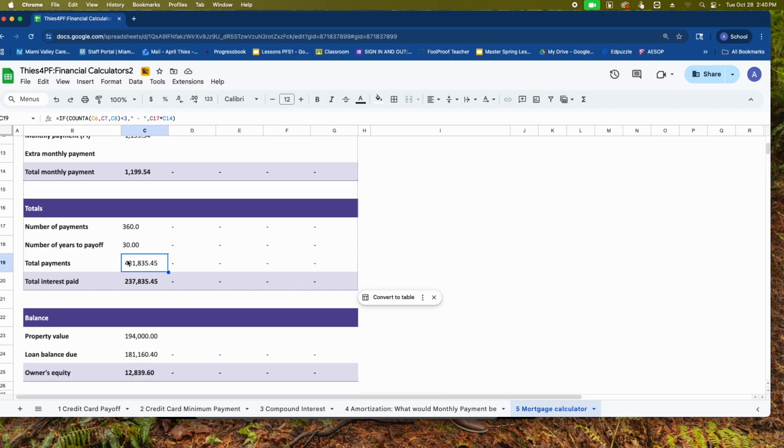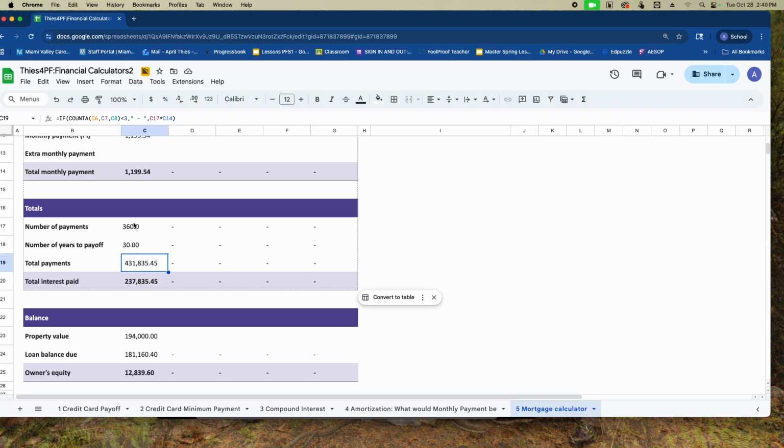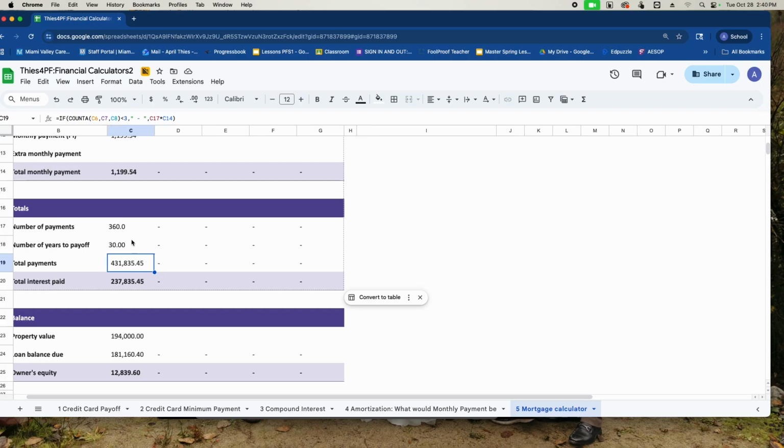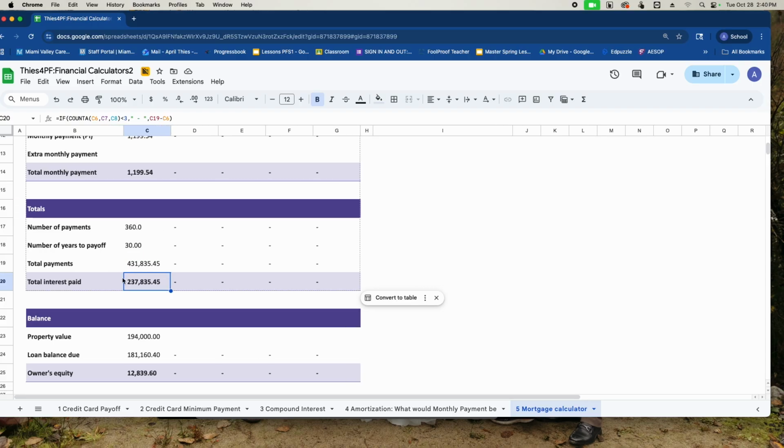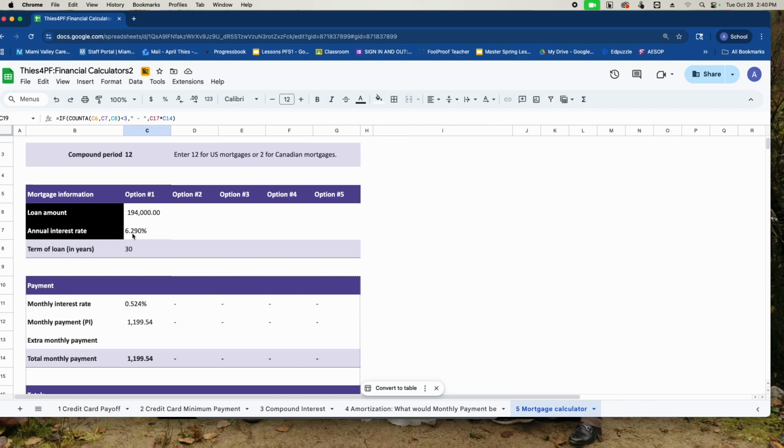The next question asks, how much interest are you paying over the course of that 30 years? If you pay your loan on time every month, don't pay anything extra, and are never late, you're going to pay a total of $237,835.45 in total interest. Your total payment then is going to be over $431,000 that you are going to pay on that $194,000 loan.